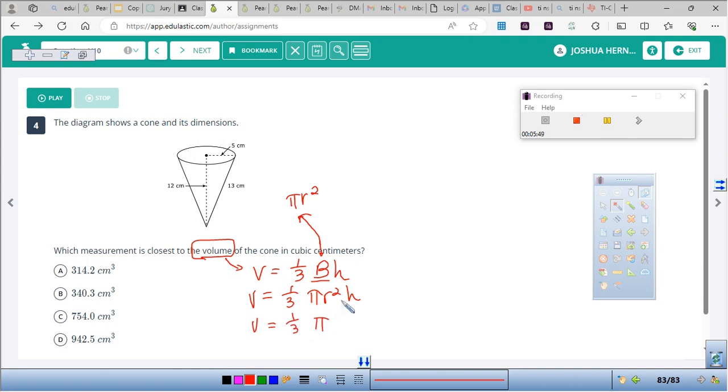1/3. Pi is pi. Radius in this situation is 5 squared times your height of 12. And plug away on the calculator and let's see what we get.